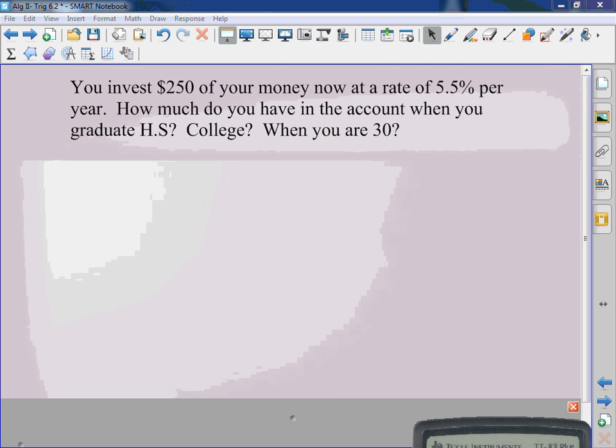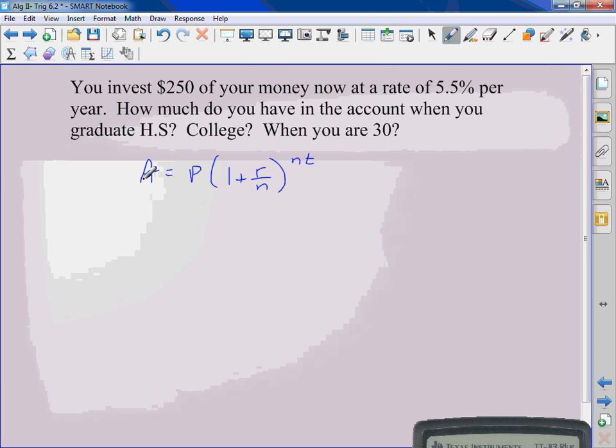Yesterday, we ended off the lesson here. Just to go over it again, the basic formula is A equals P times 1 plus R over N to the NT. A is your final amount. P is your original principal. 1 means 1. R means rate as a decimal. N is how many times it happens a year.